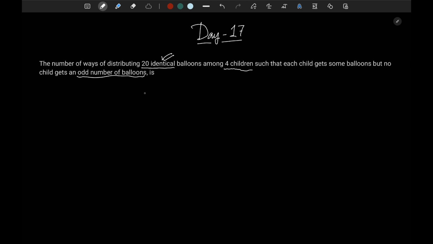So another way of looking at this problem might be, suppose A, B, C and D are your 4 children and they are going to get 20 identical balloons. So we can write A, the number of balloons at A, plus B plus C plus D is going to be equal to 20, right? This particular question can also be asked in this form: find the number of positive integral solutions of this particular equation. These two questions are one and the same.